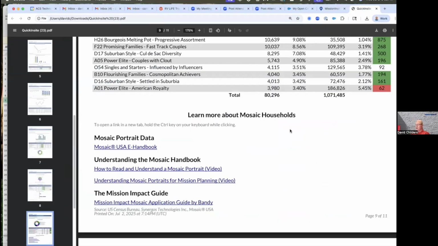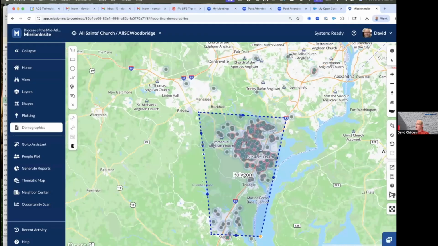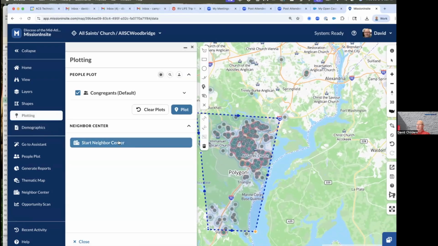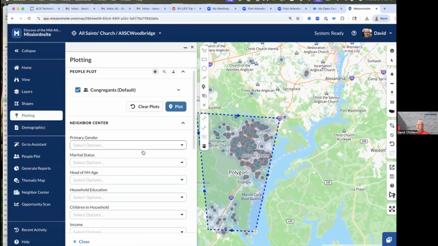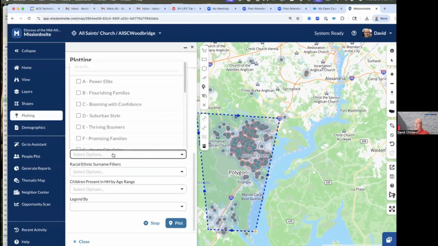Okay, so now let's go another layer deep. I've already shown you how to save a shape, so I'm not going to do that. But I also showed you, I think last time, under plotting, how I can do Neighbor Center. And I can come in and say, you know what, I'm looking for families that are what?